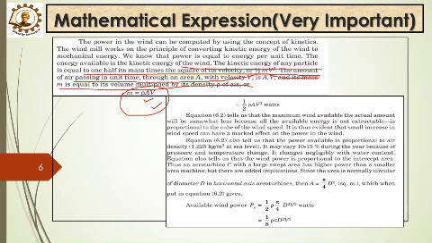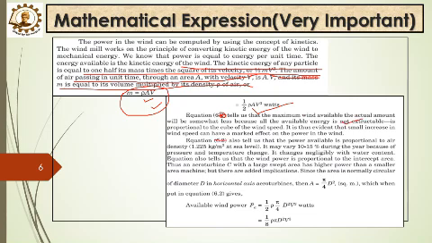If we put it here in the concept of half mv square, so it becomes half rho A v cube. That is a power in watts. So this particular equation tells us the maximum wind power available; the actual amount will be somewhat less because all the available energy is not extractable.